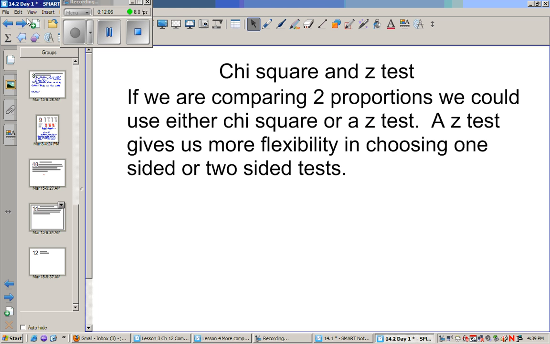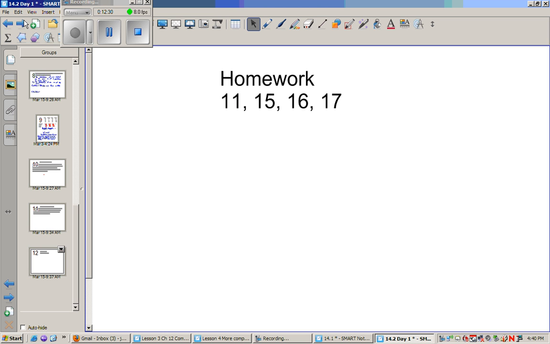All right, the chi-squared and the z-test. If we're comparing two proportions, we could use either a chi-square test or a z-test. A z-test gives us more flexibility, so that's what we did in the past when we had two proportions. We just did a two-proportion z-test. But if you really wanted to do a chi-squared, you could. But the z-test gives us more flexibility in choosing one-sided or two-sided tests. All right, hopefully that's enough to get you through your homework.